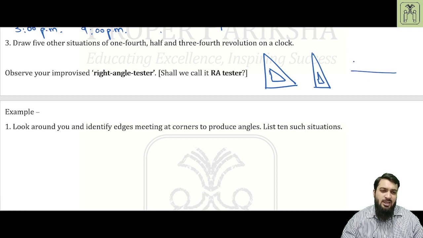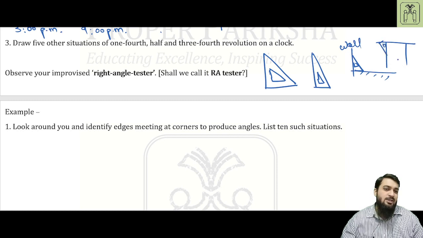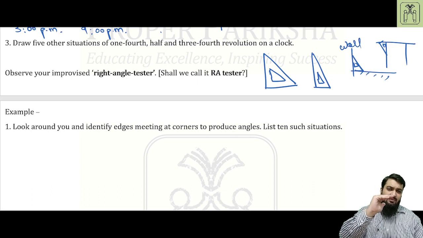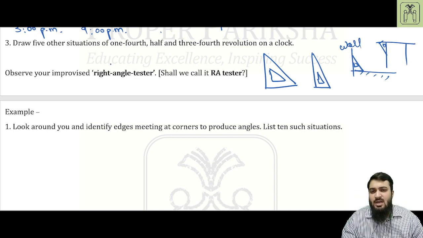For example, you can check the wall with the ground. This is the wall. You can put it over here and you can check if it is a right angle. Also, you can check the edges of the table. For example, this is a table and these are the legs of the table. You can put the triangle over here and you can check if the floor of the table is perpendicular, is at a right angle with the leg of the table. You can use this in many different situations. You can also use it to check if the binding of the book is at a right angle or not.